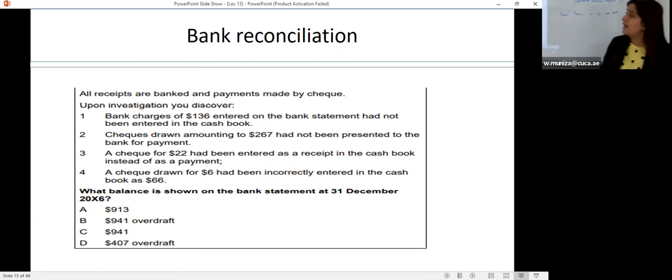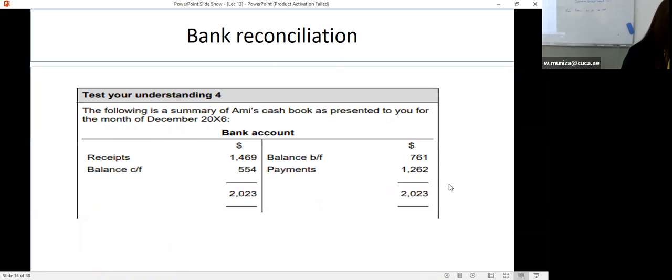But over here, they are asking you to calculate this amount. It means that you have to do the reverse working. So they are asking what balance is shown on the bank statement as at 31st December 2006. Okay, let's start reading the question. The following is a summary of Amy's cash book as presented to you for the month of December 2006. The bank account is given to us. And which balance is being shown to you? Credit balance. This is the credit balance.